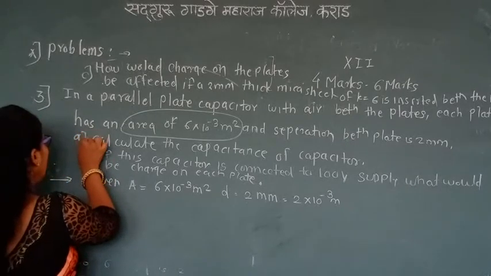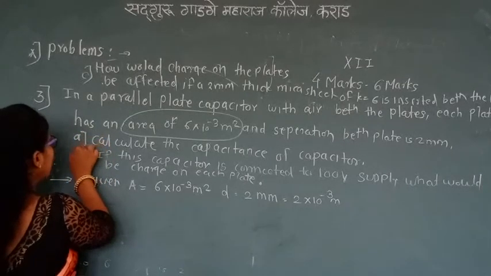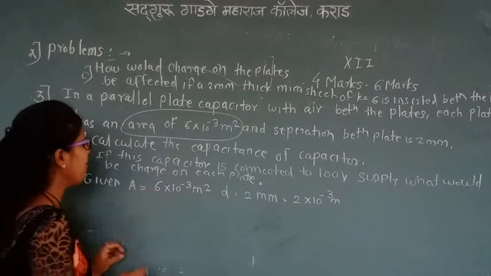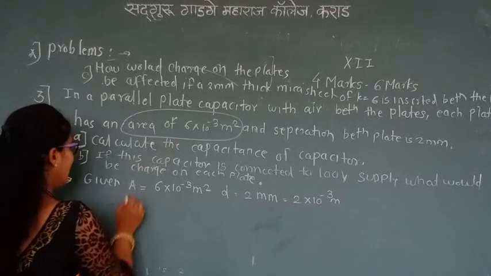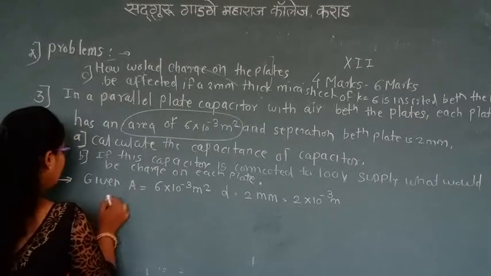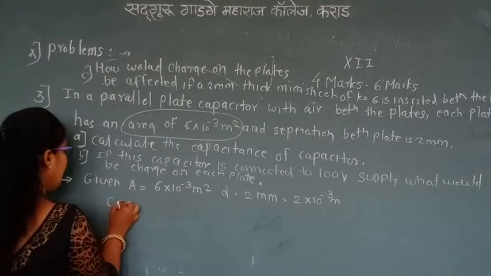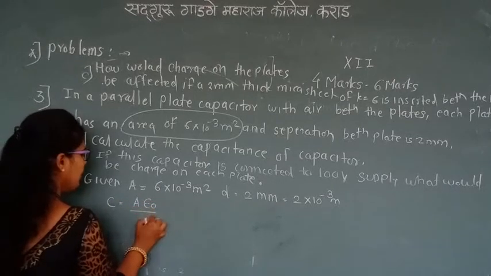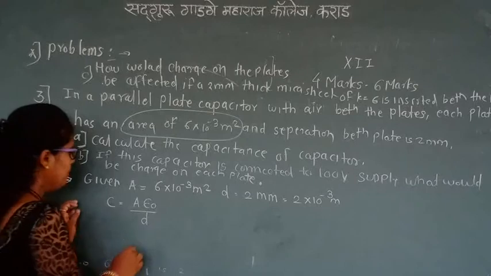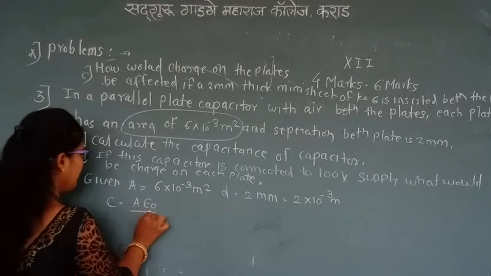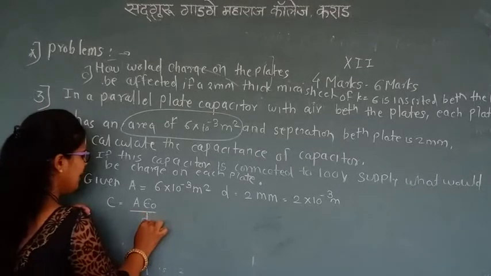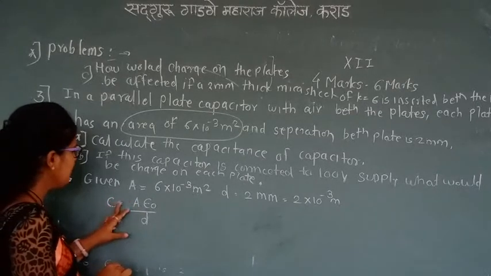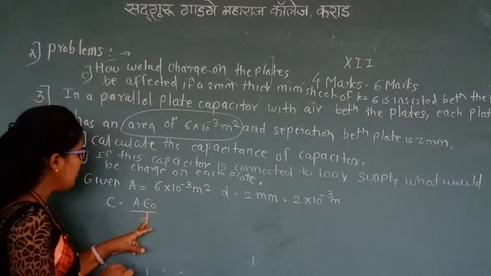We have to calculate the capacitance of the capacitor first. The formula is C = Aε₀/D. We revised all these formulas in the last lecture. C is the capacitance of the capacitor, C = Aε₀/D.